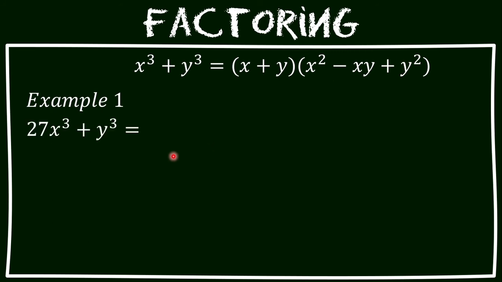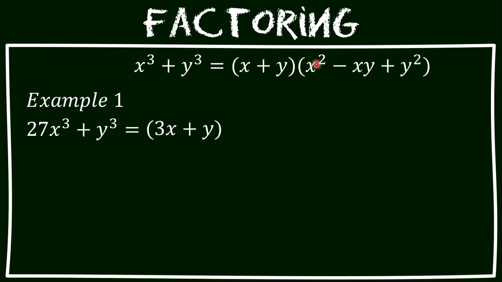So for our example number 1, we have 27x cubed plus y cubed. So we will follow this form. So 27x cubed plus y cubed, the cube root of 27x cubed is 3x. Cube root of y cubed, that's y. So just like this. This is our first.